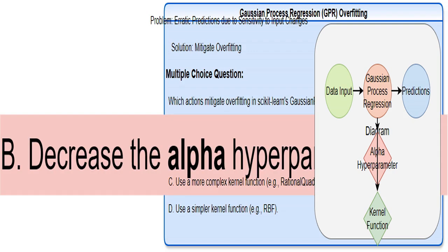Decreasing alpha tells the model the data is super clean, fit it perfectly. This is exactly what we want to avoid if we're dealing with overfitting. It makes the model even more sensitive to tiny variations, exacerbating the problem.